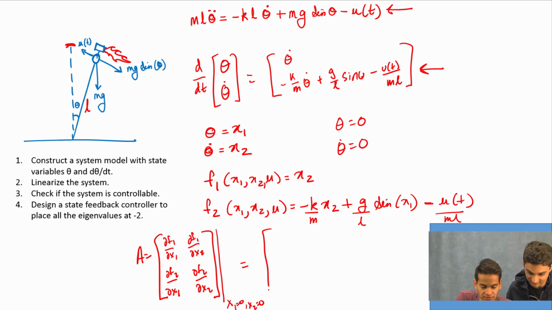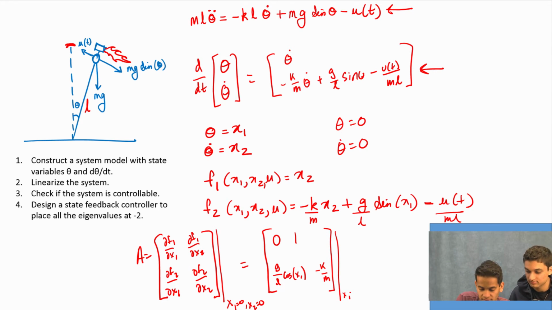All right, so evaluating these partial derivatives, df1/dx1 is 0. There's no dependence on that. This guy is just 1. df1/dx2 is just 1. df2/dx1, that would end up being this g over L cosine of x1 evaluated at 0, which is just g over L. I'm just going to write it in first. Okay. And then df2/dx2 is minus k over m. And evaluating this at x1 equal to 0 and x2 equal to 0, you end up with 0, 1, g over L, minus k over m.